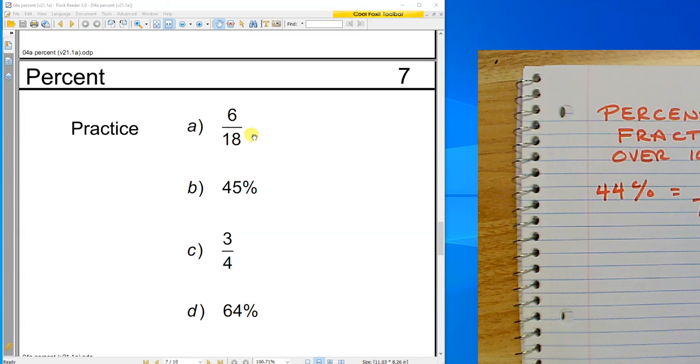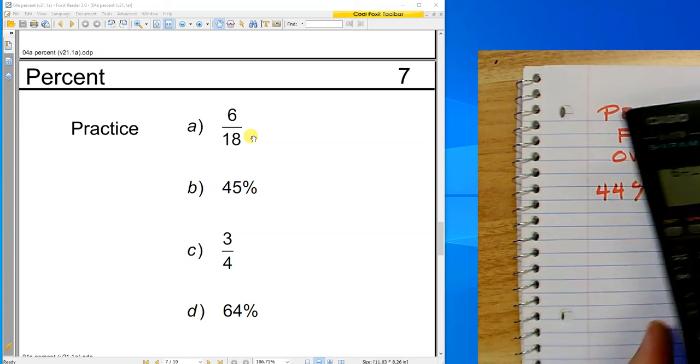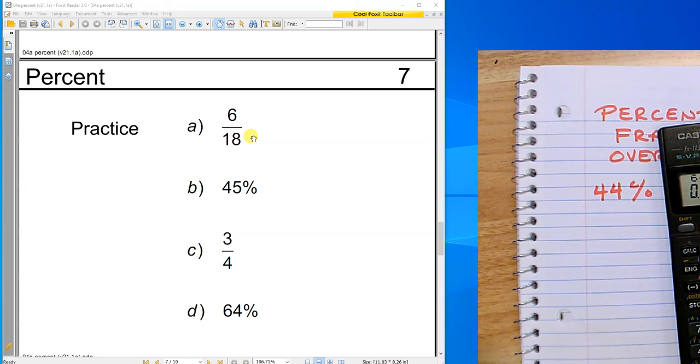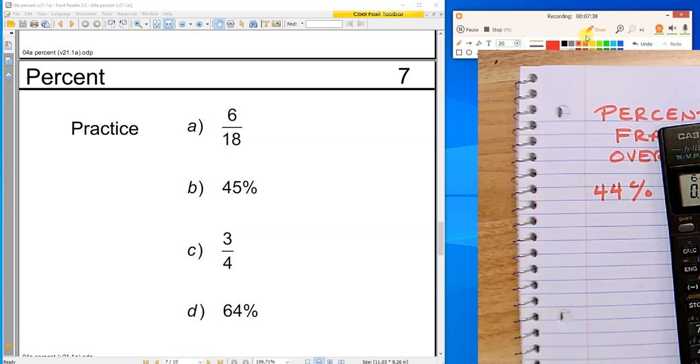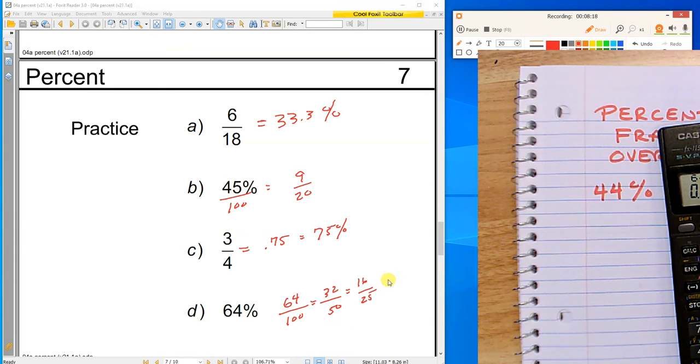Okay, let's practice. So 6 over 18, 6 divided by 18, that takes me to 33.3 repeating percent. Okay, 45%, we'll put that over 100. That's going to be, let's see, 5 goes in here 9 times, 5 goes in here 20 times, so that's 9/20. 3/4, well, that's 75%. 3 divided by 4 is 0.75, which is 75%. 64%, well, that's 64 over 100. Oh, that's 32 over 50. That's 16 over 25. There you go.